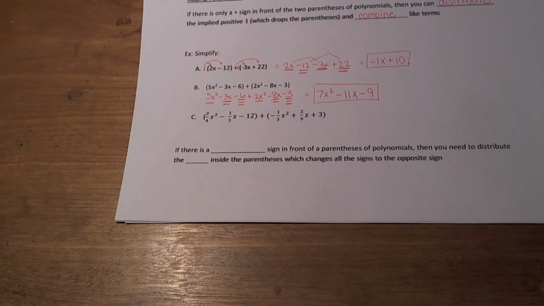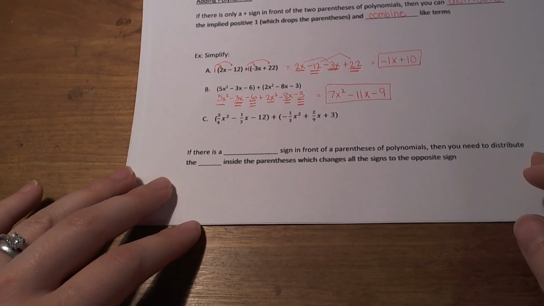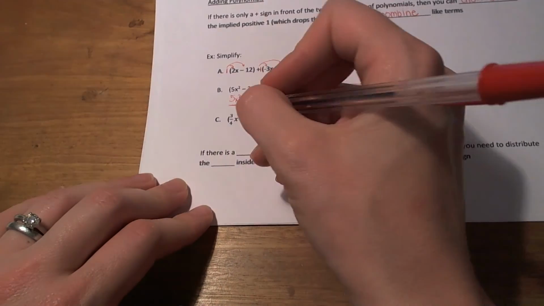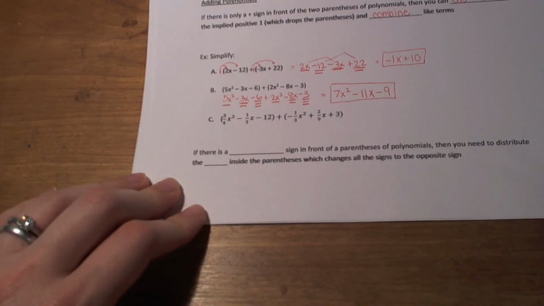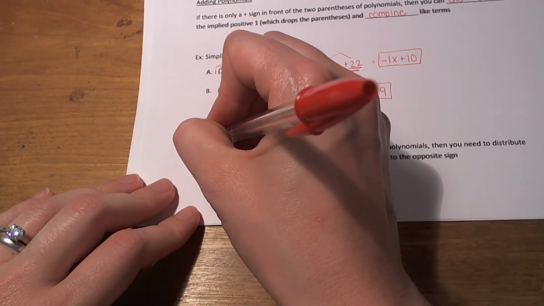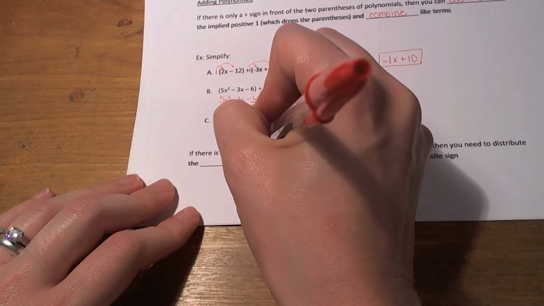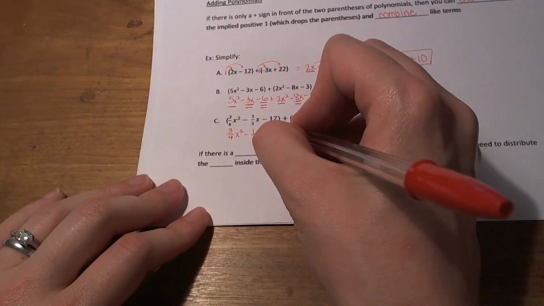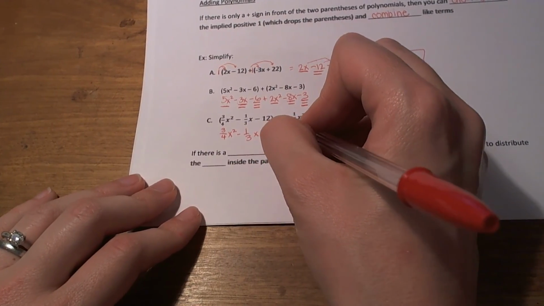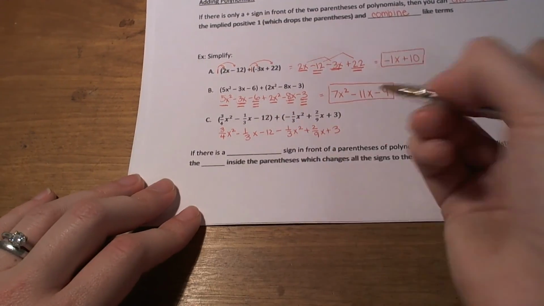This next one I wanted to show you because there are fractions, and I know that y'all do not like fractions. So I just want to double check, make sure that you understand how to do this with fractions. So the fact that there's a plus in between means that we can drop those parentheses. So we have 3/4 x squared minus 1/3 x minus 12 minus 1/3 x squared plus 2/9 x plus 3.